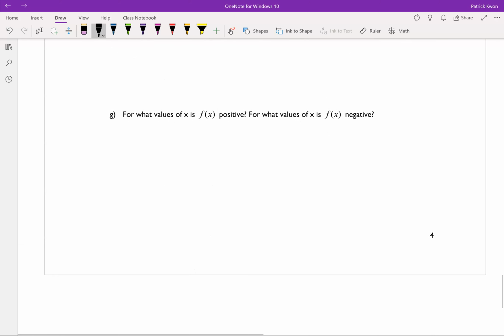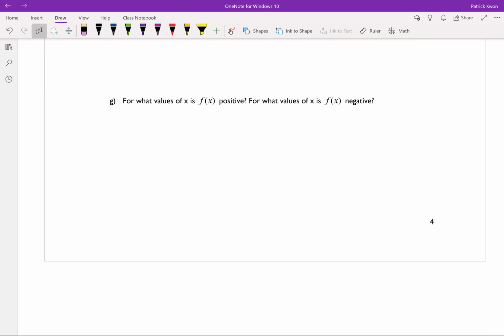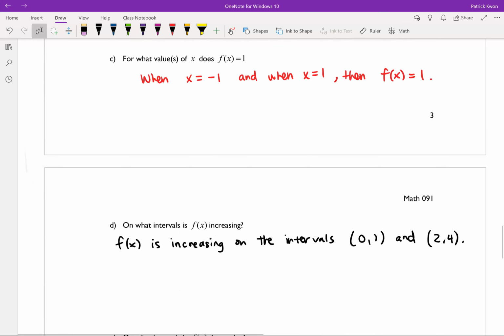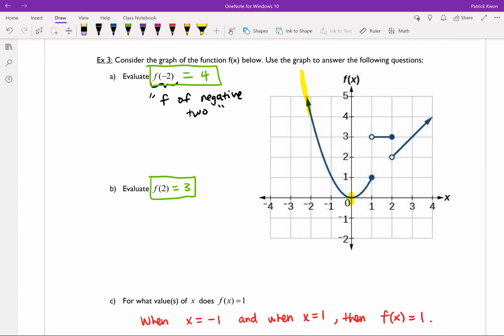Okay, part G. For what values of x is f of x positive? And for what values of x is f of x negative? So f of x is negative when it falls below the x-axis, and there are no values when the graph is below the x-axis or negative. So we're only really asking ourselves, when is f of x positive?